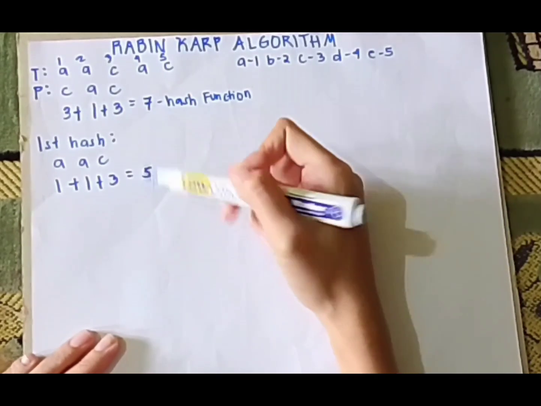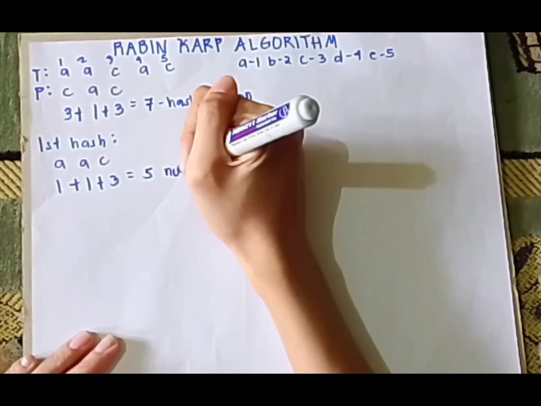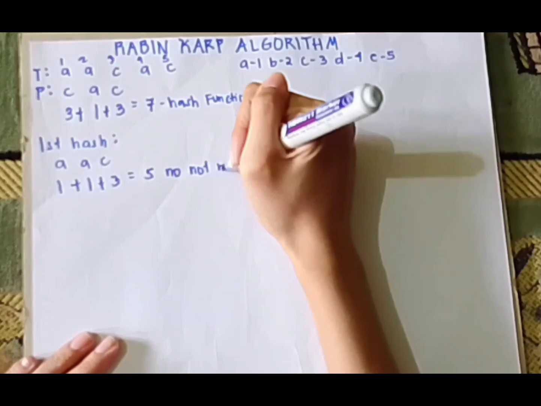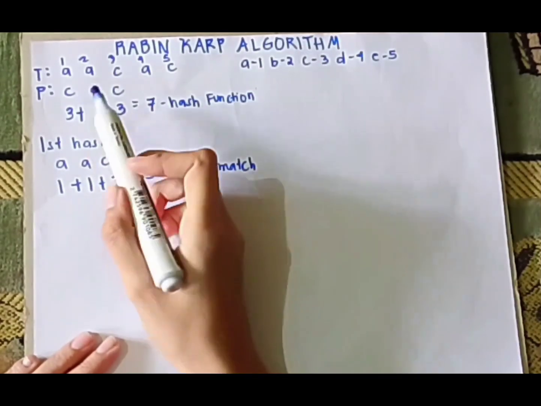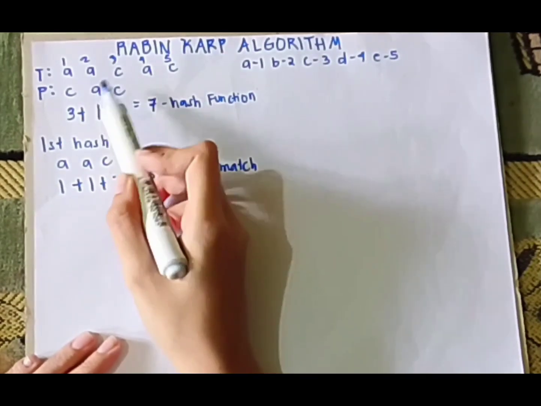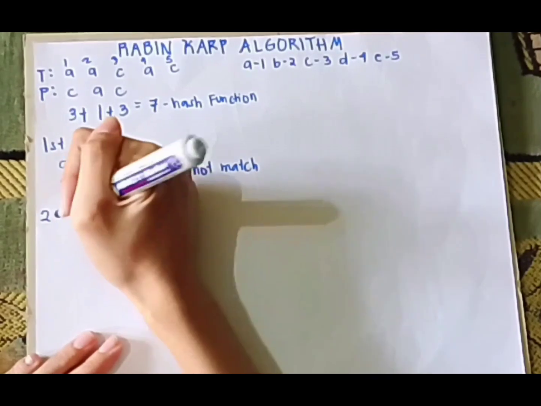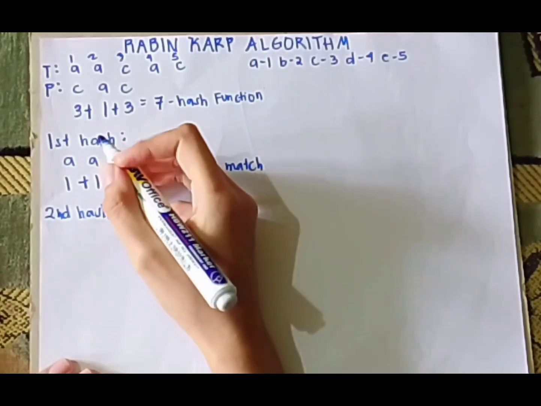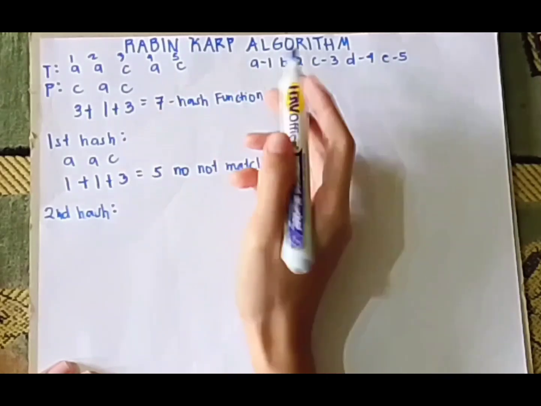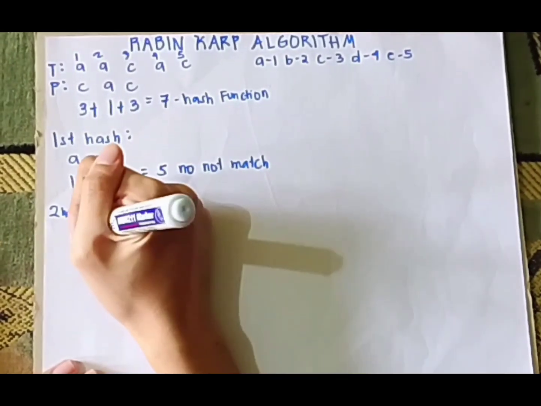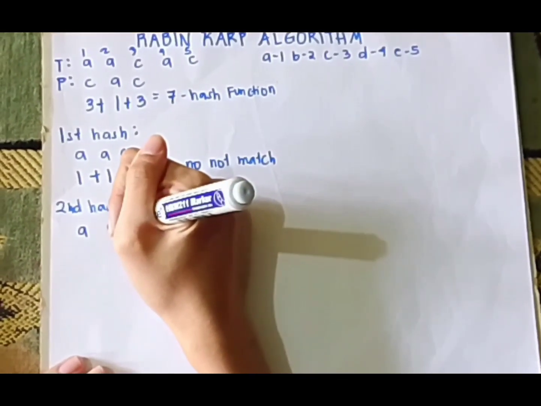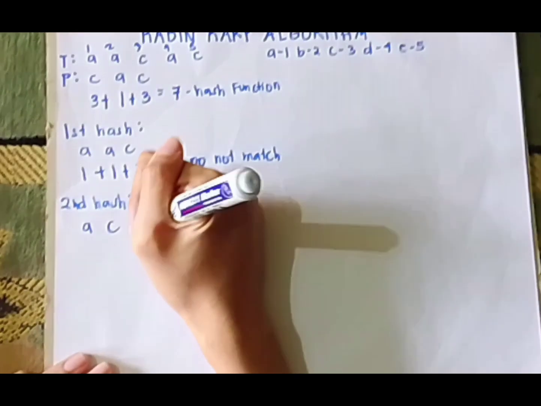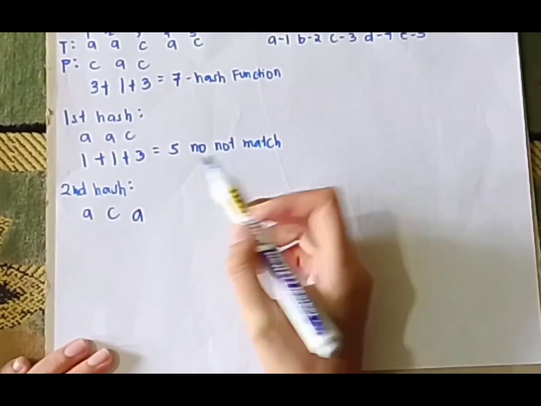So let's compare. Not a match, because the result of the hash function is 7 and the first hash result is 5. So now let's go to our second hashing. Our second hashing is A, C, and A. But we will use the simple method to calculate the result of our second hashing.